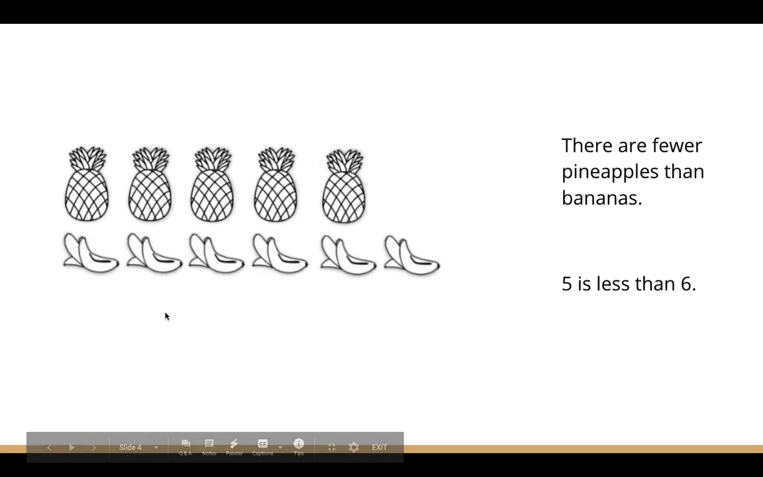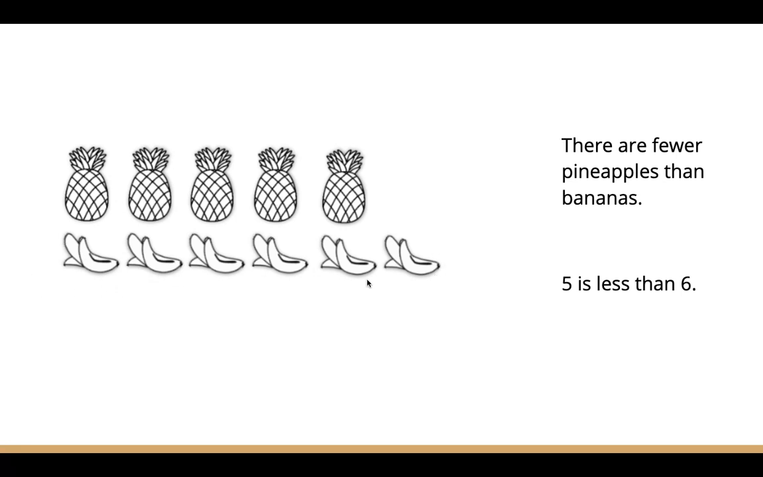Here's another example. We have some pineapples and some bananas. So just lining them up with buddies, we can tell visually just by looking that there are fewer pineapples than bananas, and that there are 5 pineapples and 6 bananas. So 5 is less than 6.